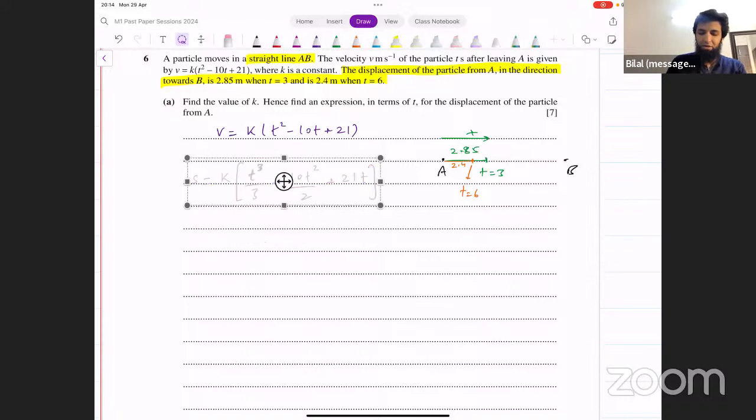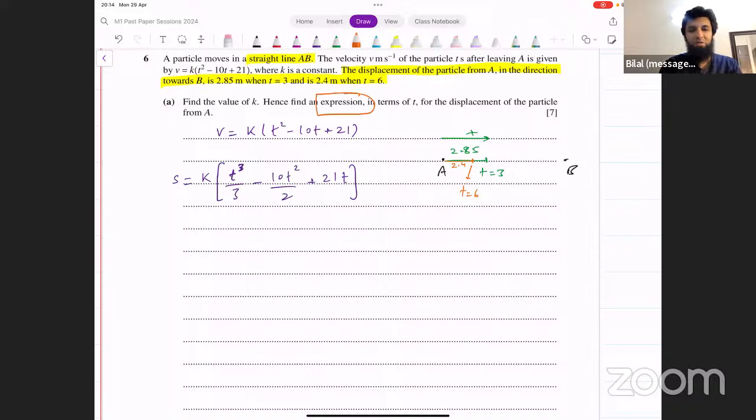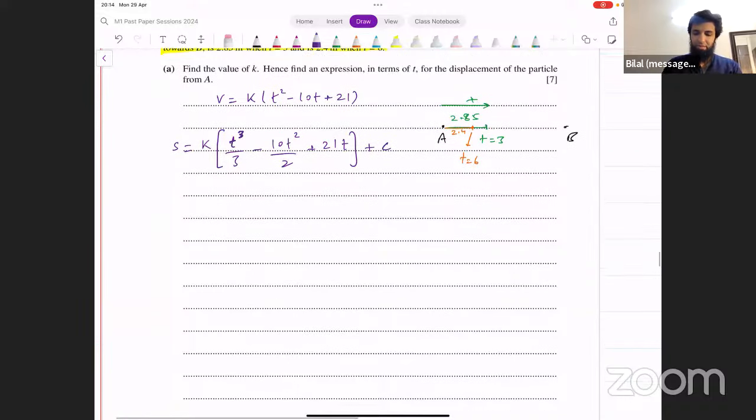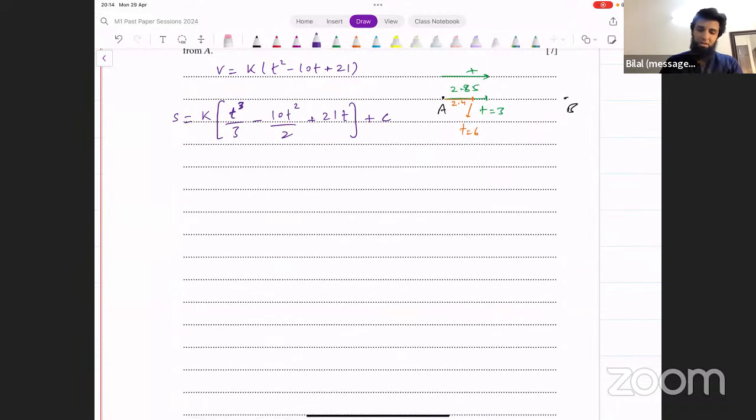Now, we are looking for the displacement function. We want an expression for displacement. It's not that we are finding displacement from one point to another; in that case, we can use limits. Here, we're looking for an expression for displacement, so we need to have a plus c. So we will have a plus c like this. And now this is the displacement function.